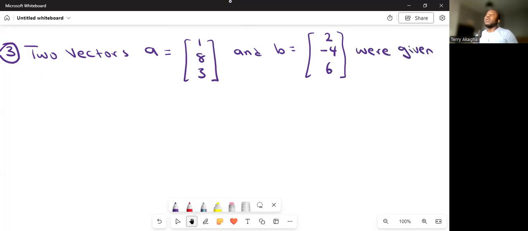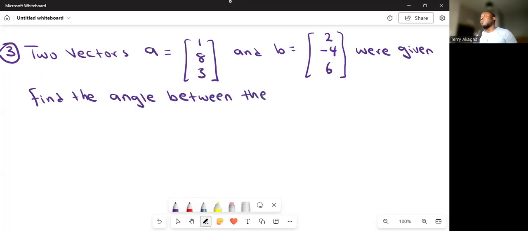Okay? We're now told to find the angle between them. So that means technically we are looking for theta, all right? Now, if you look at this carefully, you will see that in this question we have our A1, A2, A3, B1, B2, and B3. Is this making sense? Okay, so we're looking for theta.